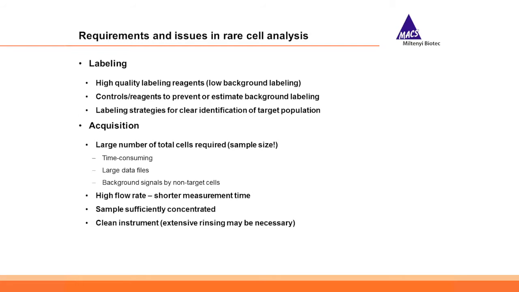Okay, so how can you shorten the measurement time? You can use a high flow rate. Just use the highest flow rate that's possible. Also make sure that the sample is sufficiently concentrated. If you have a very low cell concentration, it will take a long time to measure the sample, so concentrate it as well as possible. And regarding the background, it's really important that you have a clean instrument. So depending on your instrument model, it might be necessary to do an extensive rinsing before you start the measurement.